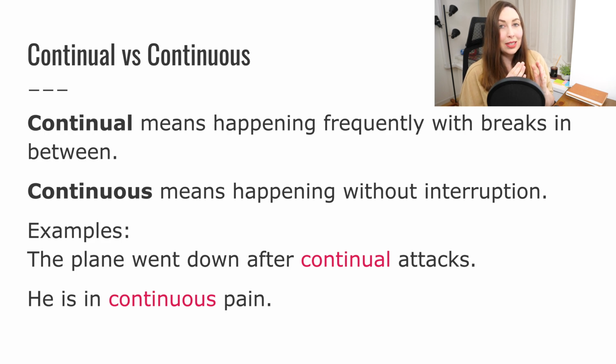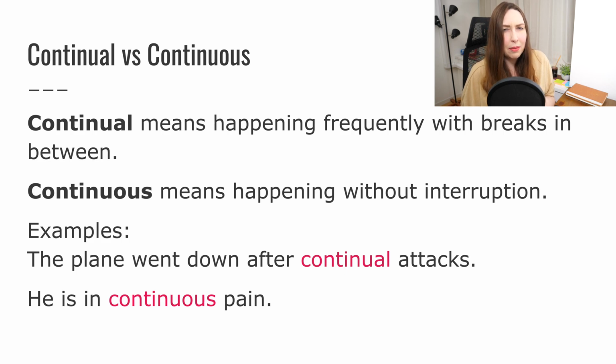Okay? So continual means frequently, but sometimes there are breaks in between. Continuous means it is happening. There are no breaks. It just keeps happening. Okay, let's look at the examples and see if we can understand them a little bit better. The plane went down after continual attacks.